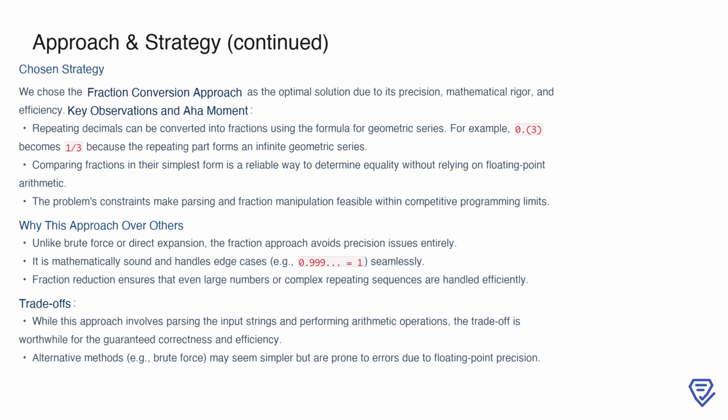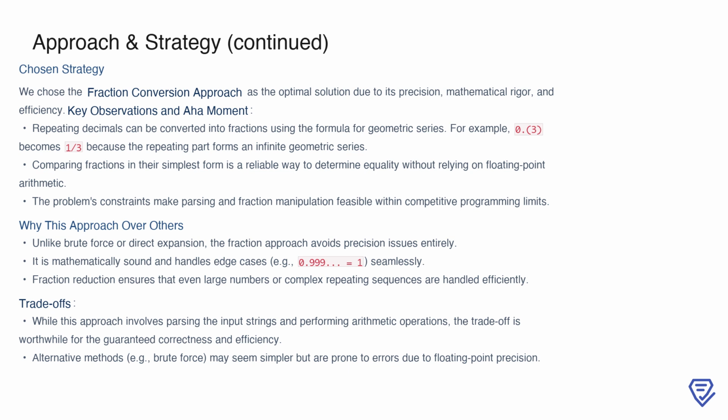One key observation that guided this decision is the realization that repeating decimals can be represented as fractions using the formula for a geometric series. For example, the repeating decimal 0.3 converts to the fraction 1/3 because the repeating part forms an infinite geometric series. This insight allows us to handle repeating decimals exactly and compare numbers in their simplest fractional forms.